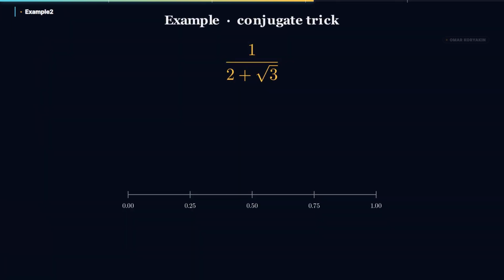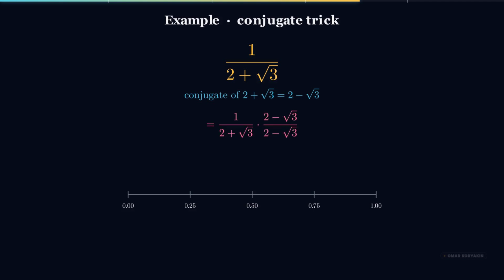Example 2. Rationalize 1 over the binomial 2 plus the square root of 3. The denominator is not a single radical. Multiplying by just the radical does not clear it. Use the conjugate instead. The conjugate of 2 plus the square root of 3 is 2 minus the square root of 3. They differ only by the sign on the radical term. The conjugate's job is to produce a difference of squares. Multiply both numerator and denominator by the conjugate.